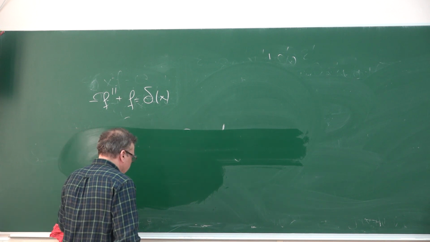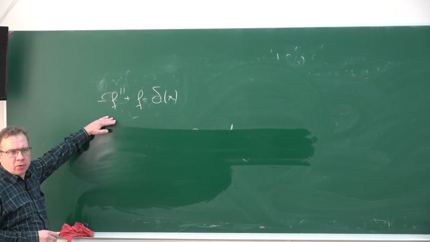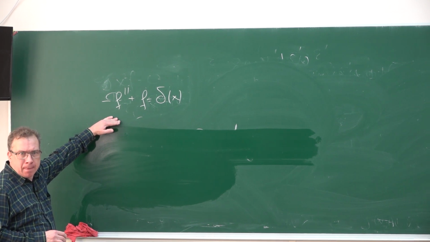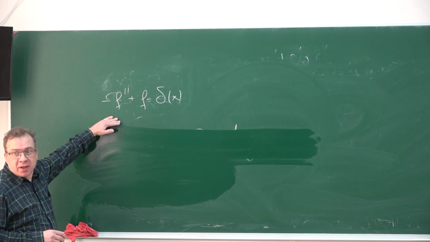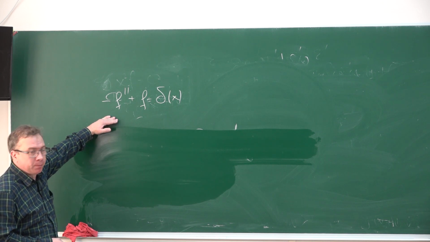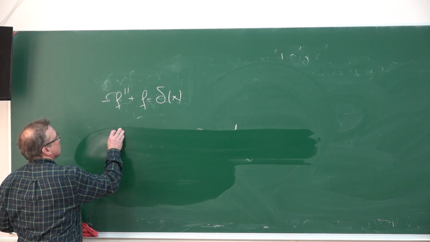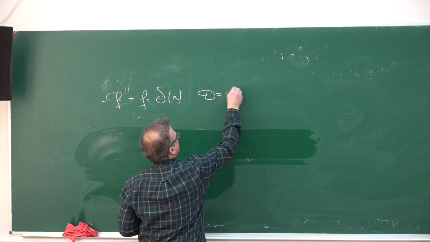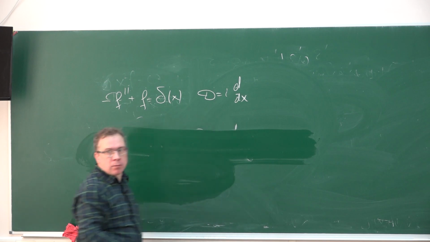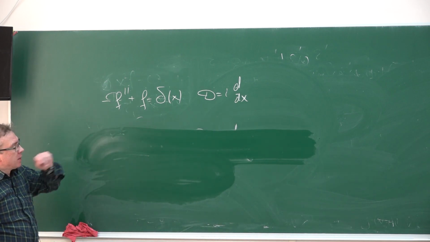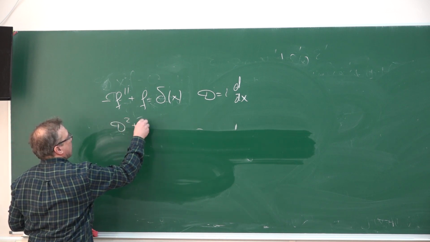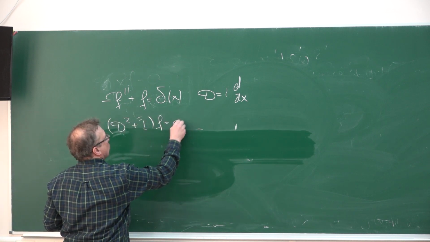Let's continue. So let's first try to solve this. How can we solve this? We take the Fourier transform. We solve it with the help of the Fourier transform. I remind you that we have the operator minus d/dx, and you can write this equation as (minus d squared plus identity) f equals delta of x.